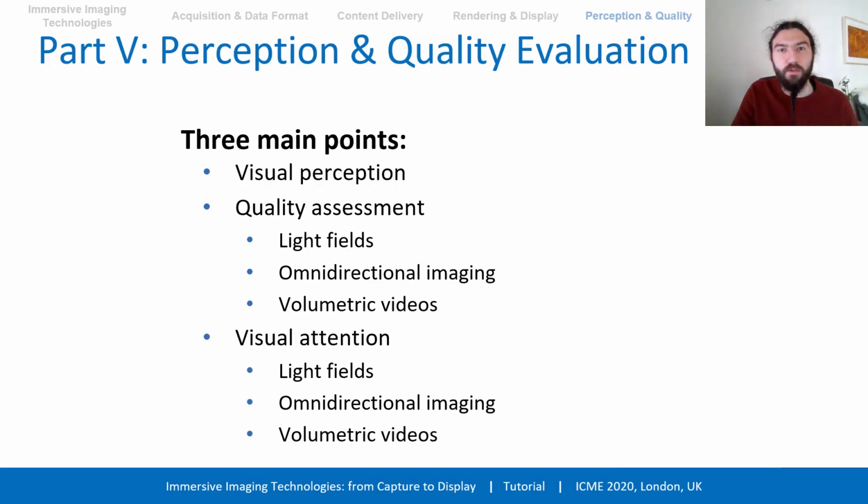Therefore, in this part, we will first discuss the visual perception. We will follow that by describing the quality assessment methods for light fields, omnidirectional imaging, and volumetric videos. Then lastly, we will discuss visual attention for the different imaging modalities.